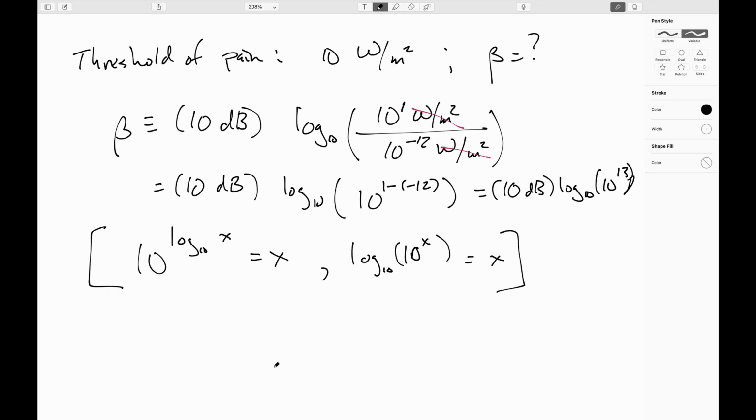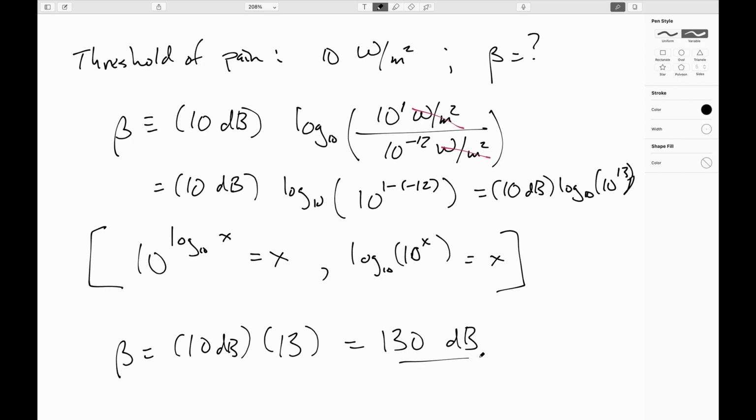But here we do. So in our example, this will be 10 dB times the base 10 log of 10 to the 13. So that's just picking off the exponent on the 10. So that's 13. So 13 times 10 is 130 dB. Rock concert loud, like I mentioned, that's 1 watt per square meter. If you go ahead and do that, that turns out to be 120 dB.